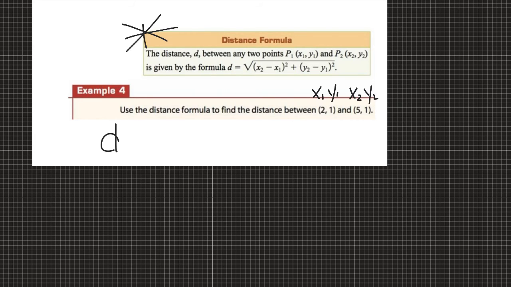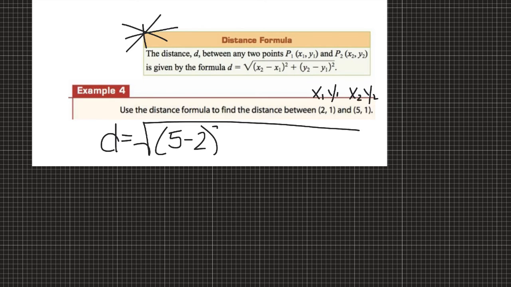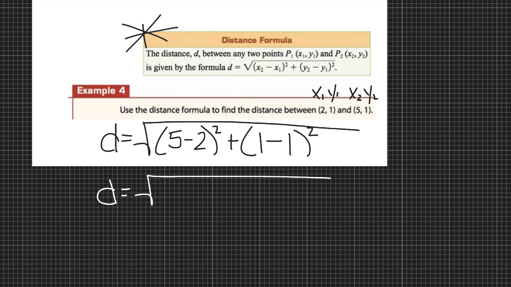So I'm going to plug my distance formula in. D is equal to the square root of x2 is 5 minus x1 is 2 squared plus y2 is 1 minus y1 is 1 squared. All right, so I have my nice setup. So that's d is equal to the square root of 3 squared plus 1 minus 1 is 0 squared. Well, 0 squared is 0.